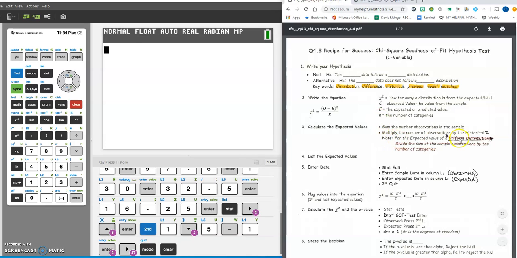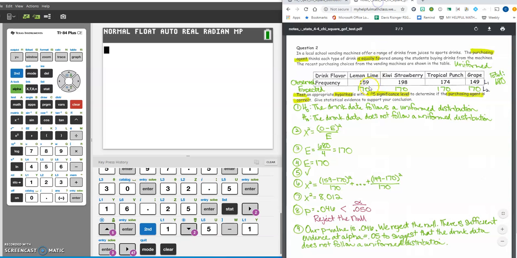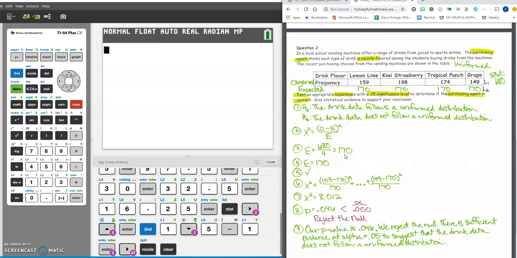There is a note here for uniform distribution: divide the sum of the sample observations by the number of categories. In our case, we are going to divide that by the number of flavors that we have. Well, we have grape, tropical, kiwi, and lemon lime. That's 4 flavors. 680 divided by 4 means we now expect 170 of them to be sold of each flavor. You now see I've listed out expected 170, 170, 170, 170.